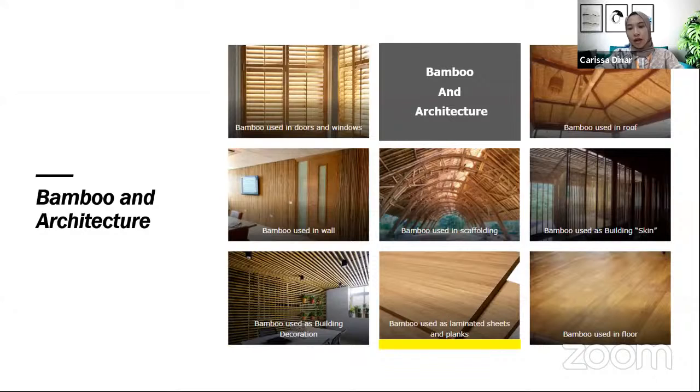Next, bamboo used as laminated sheets and planks, as I mentioned earlier. Then those bamboo sheets and planks can be used in floors. Bamboo has physical similarities to hardwoods. That's why it has been used as an alternative flooring.